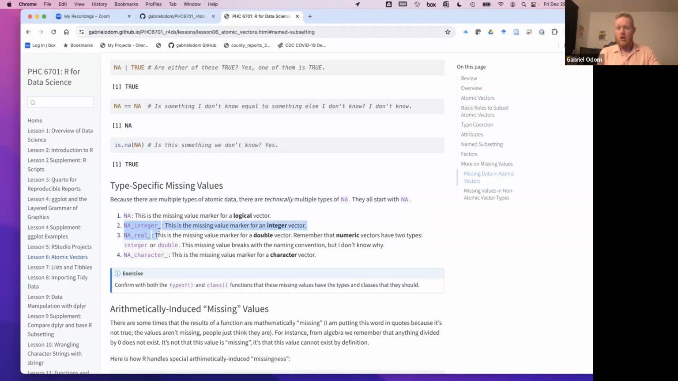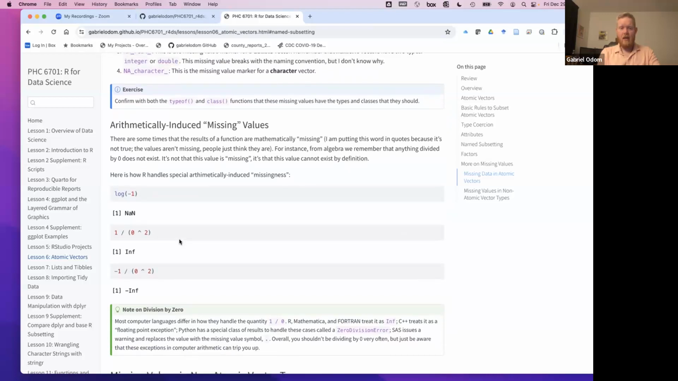NA_integer_ says, well, I know whatever it is, it's going to be integer information, but I don't know which integer it is. NA_real_. Now, why in the world this isn't NA_numeric_ or NA_double_, I don't know, but this is the missing value for double, real valued vectors. And then NA_character_, this is missing character information. Now, you're rarely, if ever, going to actually have to type this stuff. Most of the time, just NA by itself will work because R is going to handle the type coercion and type promotion for you. Okay.